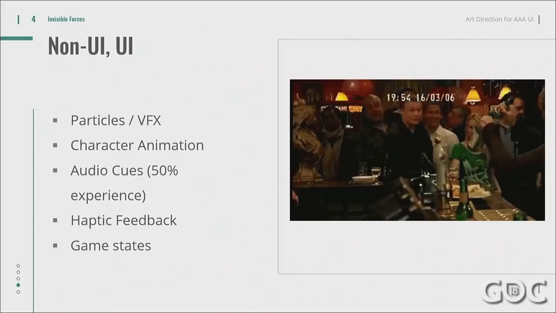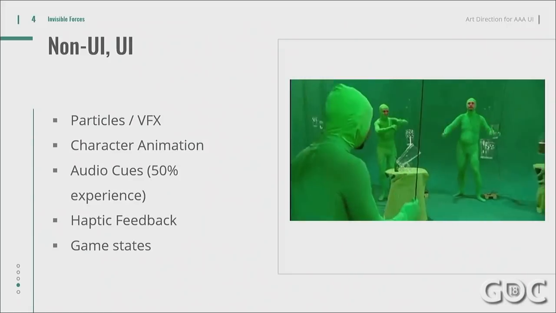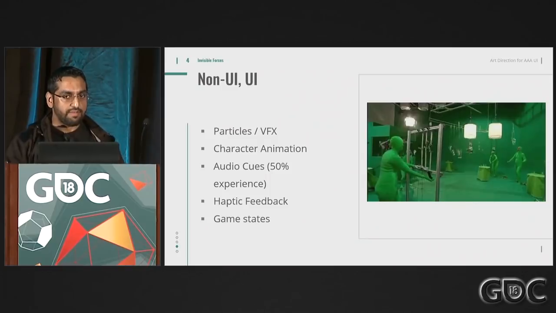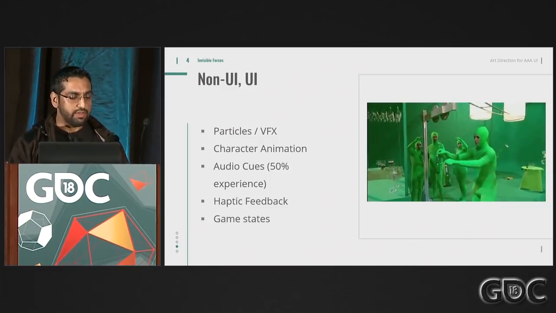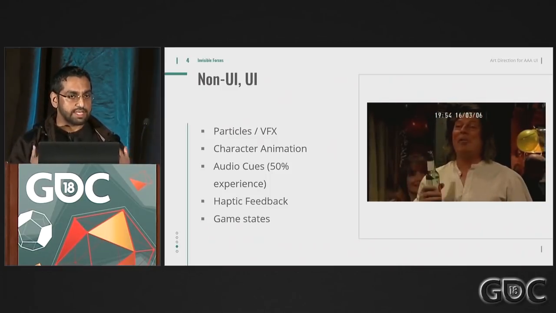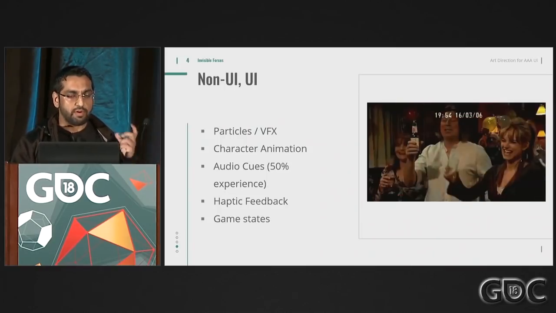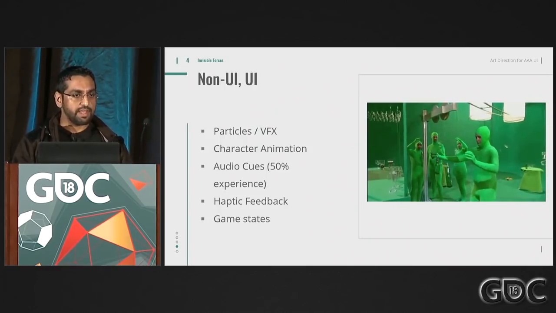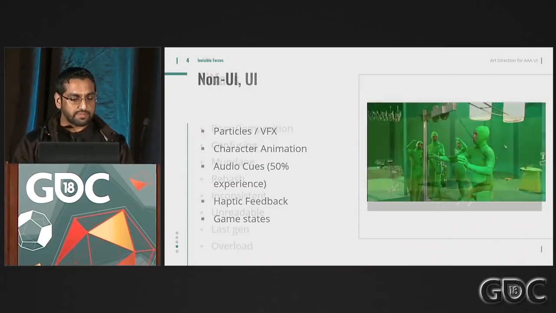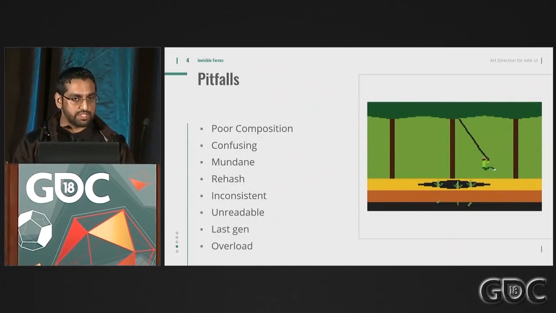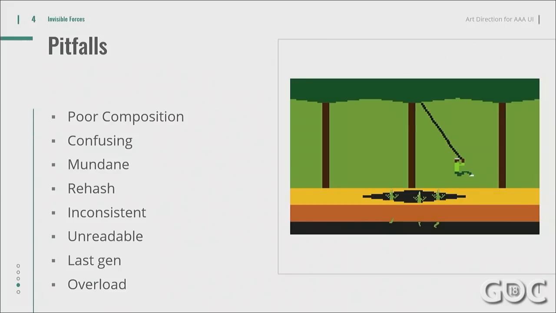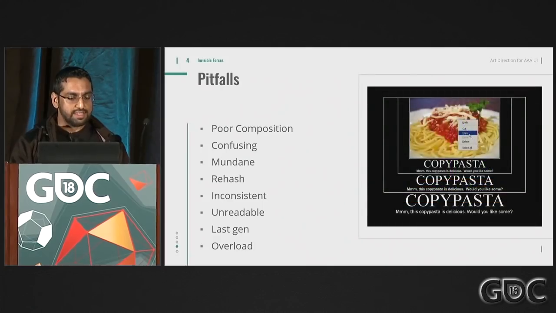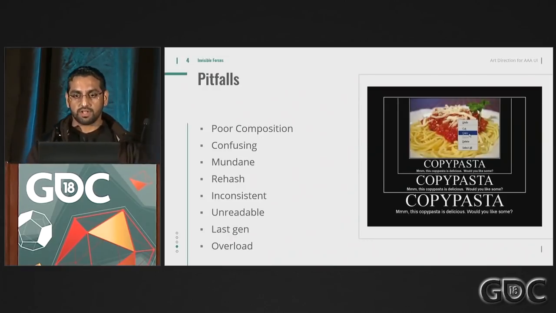And then one last thing, UI can also be non-UI. Things like particle effects, character animations, audio cues, haptic feedback, all of these things can tie into UI. So it doesn't have to be a number or text or a bar on screen. It can be something that's conveyed through the characters themselves. And you don't want to make confusing layouts. You want to stick to your guidelines as much as you can. Don't just copy and paste from other games. That's really bad, and you lose out on having your own visual identity for your game.